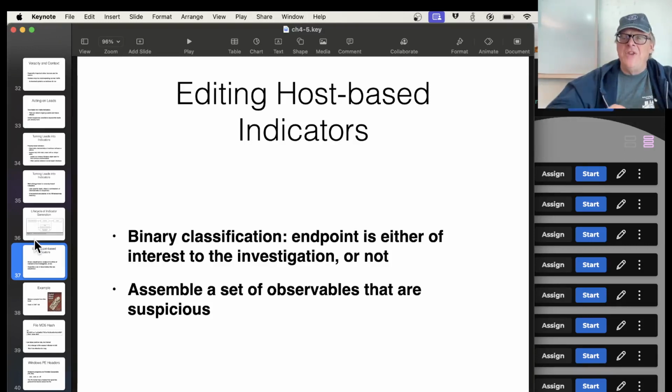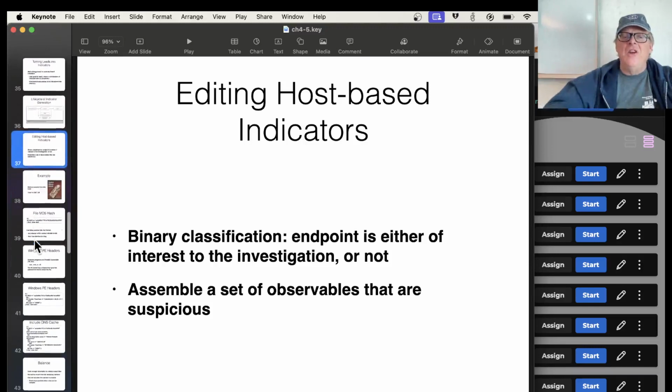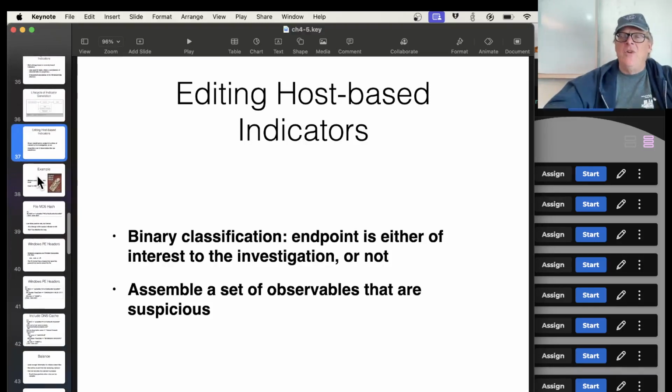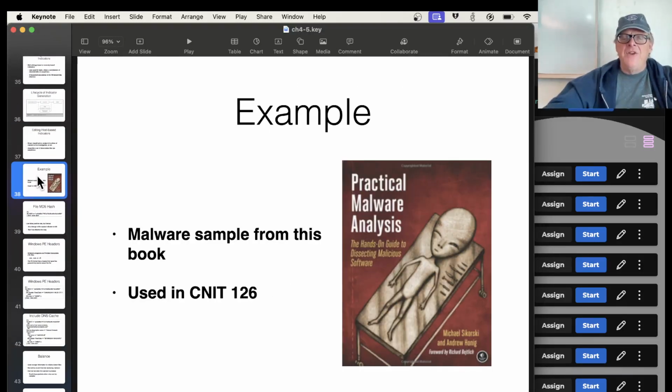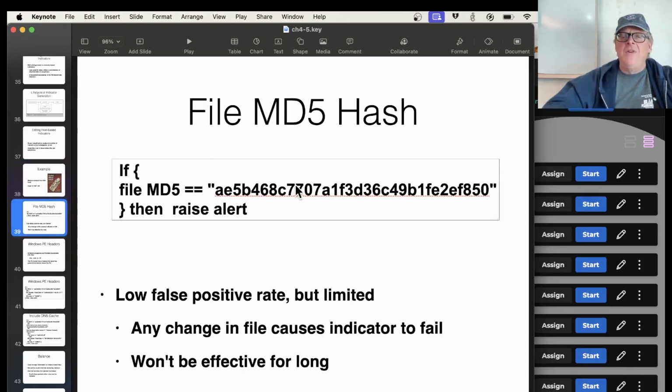Innocent files might load the same libraries, so if that's the kind of indicator you got, you'll have to combine it with something else to avoid a lot of false positives. Anyway, here's an example from the malware analysis book. Here you got a file with an MD5 hash. If you search for that, then you will have essentially no false positives. I mean, if that's the hash, that's really the file.